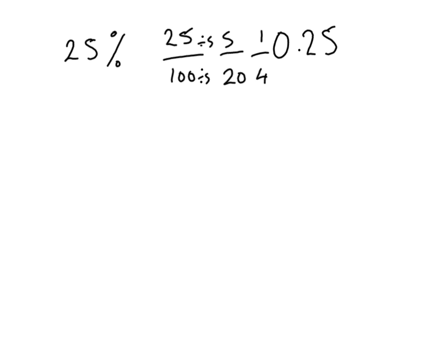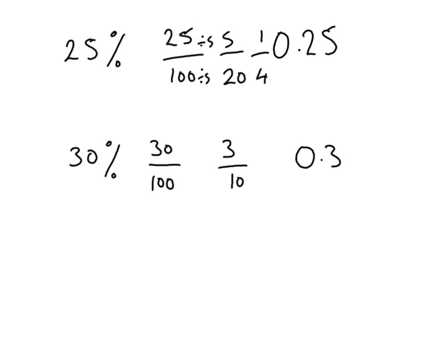If we had 30%, we divide by 100 to get 0.3. And to get our fraction, we simply put 30 over 100. And if we simplify that, we get 3 divided by 10, because we're dividing by 10 both the top and the bottom.